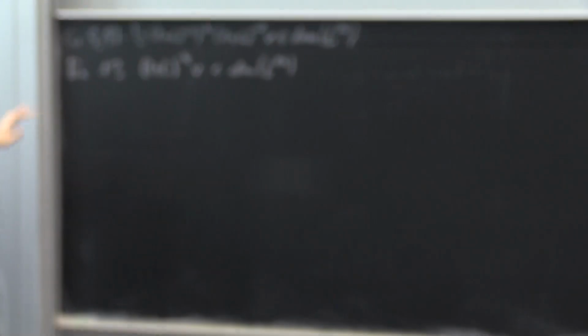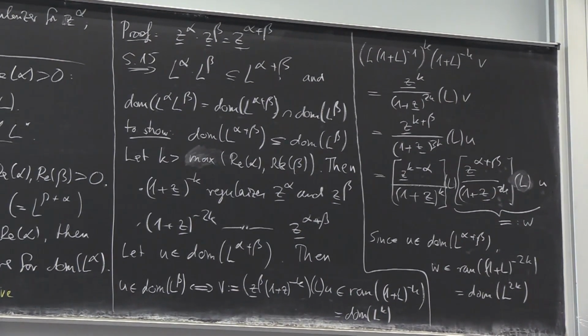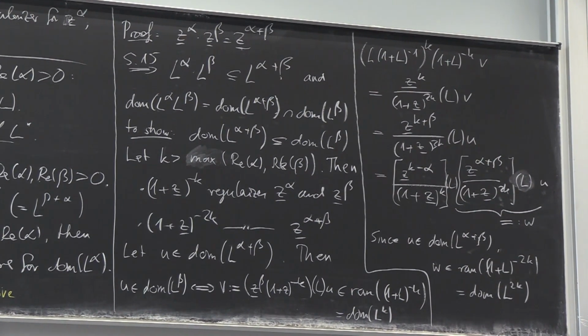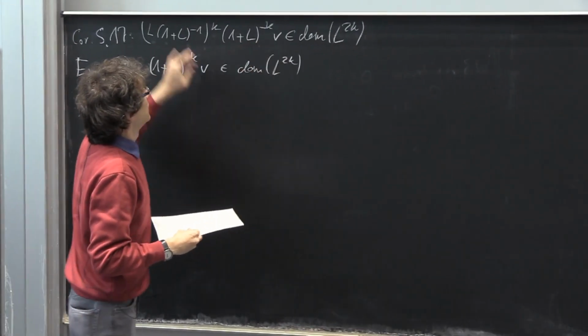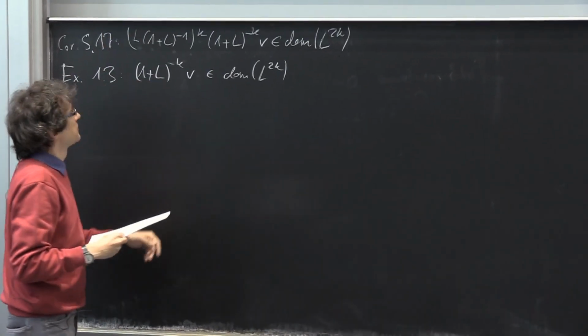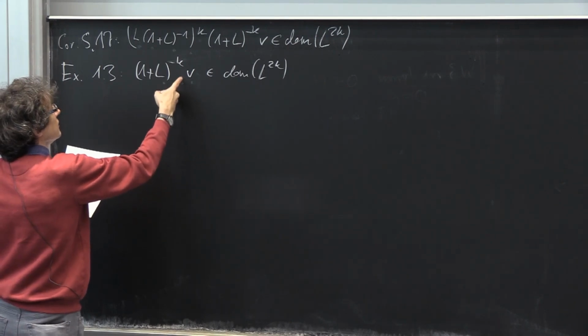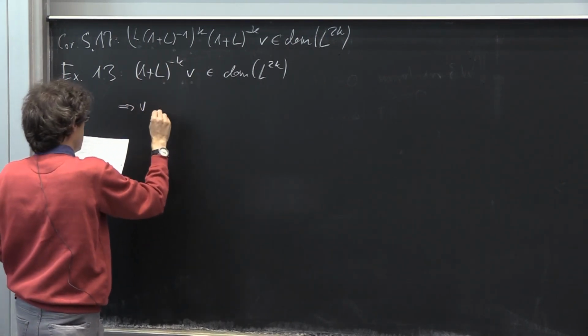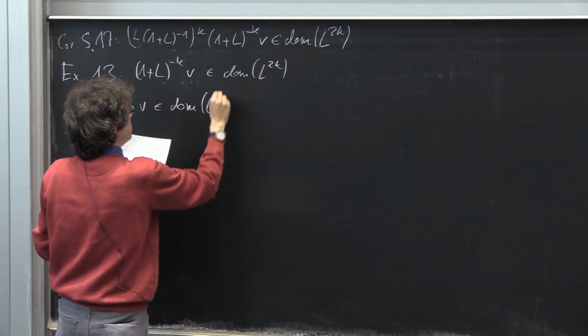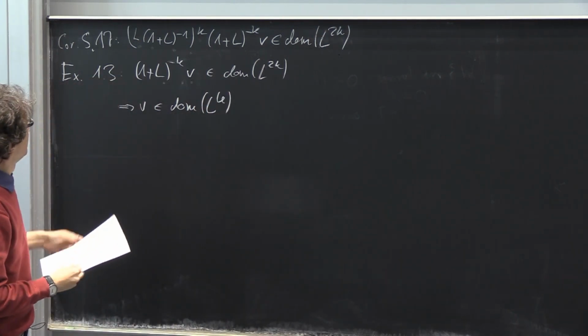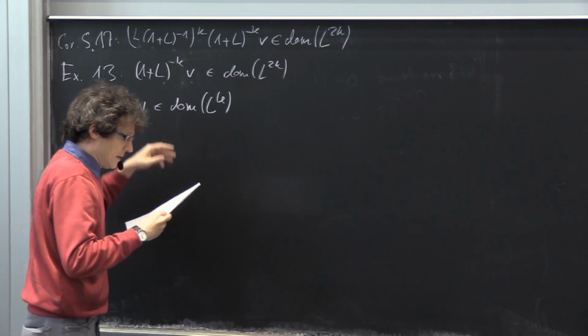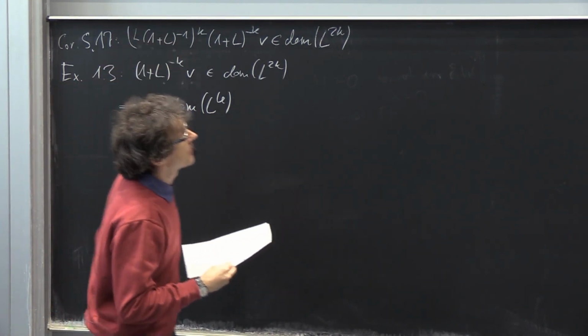I had to put this regularization in to make this calculation possible, because otherwise these parts wouldn't have been H0 infinity functions. But now I have to get rid of it, and this is Exercise 1.3 that tells me I can get rid of it, and I know that this part here is in the domain of L to the 2k. Okay, and this now means, this is a resolvent, so this means that V is in the domain of L to the k. Just apply k times the operator 1 plus L. Okay, and this was exactly what we had to prove.